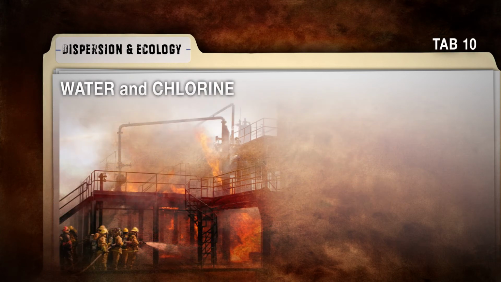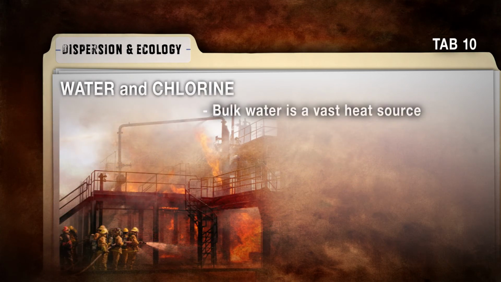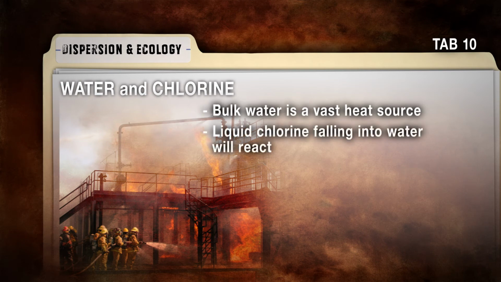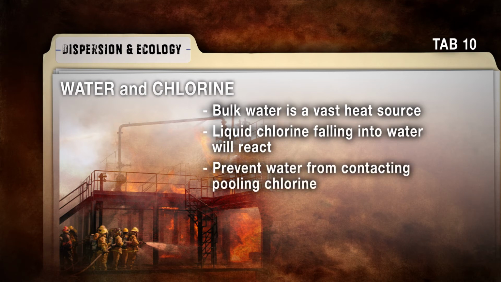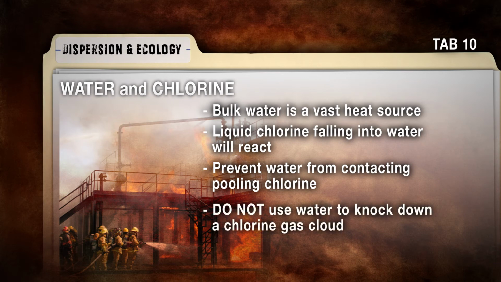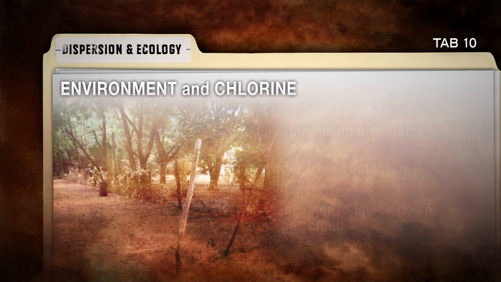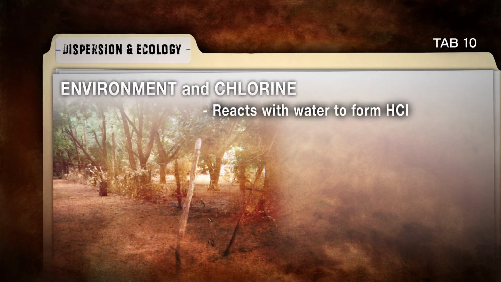Since water in bulk, as used to fight fires for example, provides a vast heat source for evaporating liquid chlorine, any liquid chlorine falling into water should be assumed to react. For this reason, water should be prevented from coming into contact with a pool of liquid chlorine and should be prevented from flowing into water drains. Also, attempts to knock down a chlorine gas cloud with water should not be made. Liquid chlorine will react with any moisture present to form hydrochloric acid.